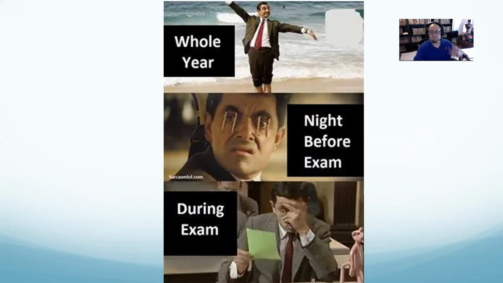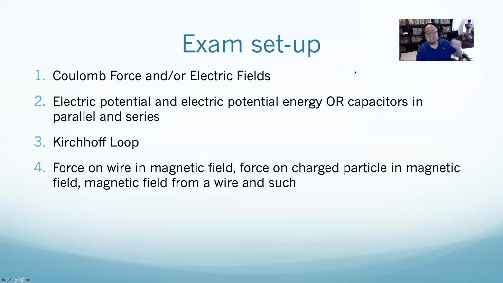Here's the idea: 4 questions long. The first question will be from chapter 20 and will be either Coulomb force on point charges, or electric field from point charges, or something with constant electric fields. But it's going to be Coulomb force and electric fields. The second problem will be something with voltage and probably capacitors. It'll probably either be capacitors in parallel and series, or electric potential and electric potential energy of point charges. I might try to mix the two if I can.